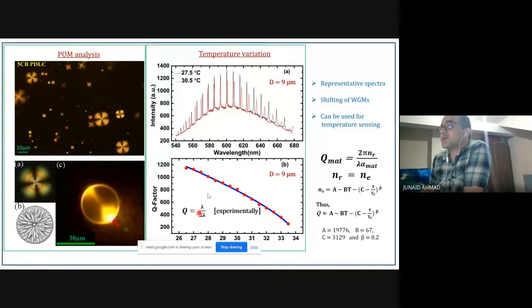To study these whispering gallery modes quantitatively, we studied the quality factor corresponding to the highest intensity mode. The quality factor is calculated using lambda divided by delta lambda, where lambda is the wavelength and delta lambda is the full width at half maximum of this intensity mode. We found that the quality factor decreases as a function of temperature. Why does it happen? Since we are exciting TM modes, they depend on the extraordinary refractive index in liquid crystals, and the extraordinary refractive index is given by this formula, which has this temperature dependence. When we fit the quality factor data with this relation, we got a very close match, which suggests that the loss on account of thermal vibrations increases as we increase the temperature. So this way we can use these droplets as temperature sensors.